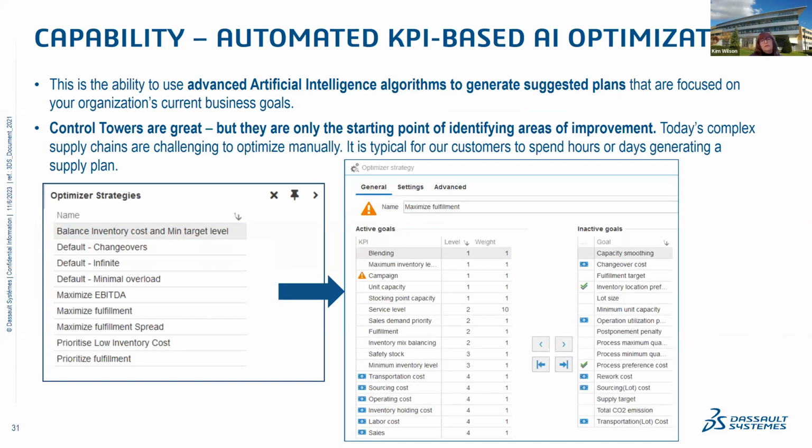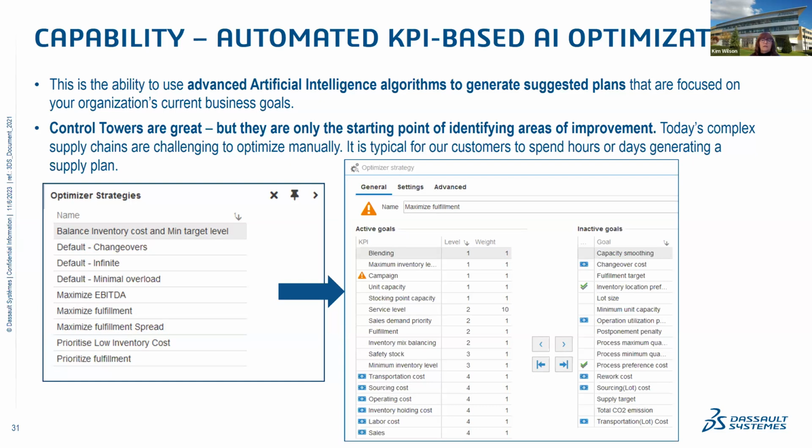So now we're going to look at automated KPI-based AI optimization. So these KPIs that you've developed, these are yours, and you can have as many as you want, and you can weight them. With the complex supply chains that exist today, it's challenging to do this manually, and you don't get to take into consideration all of the different trade-offs.